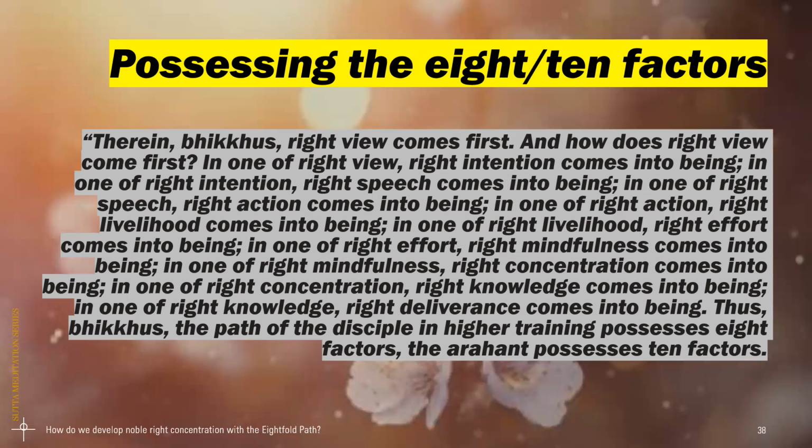So the Buddha says, therein, bhikkhus, right view comes first. And how does right view come first? In one of right view, right intention comes into being. In one of right intention, right speech comes into being. In one of right speech, right action comes into being. In one of right action, right livelihood comes into being. In one of right livelihood, right effort comes into being. In one of right effort, right mindfulness comes into being. In one of right mindfulness, right concentration comes into being. In one of right concentration, right knowledge comes into being, and in one of right knowledge, right deliverance comes into being. Thus, the path of the disciple in higher training possesses eight factors, and the arahant possesses ten factors. Hopefully I read that out correctly.